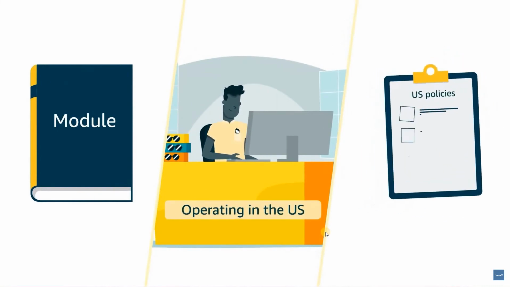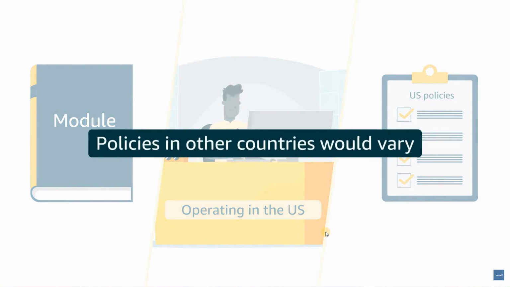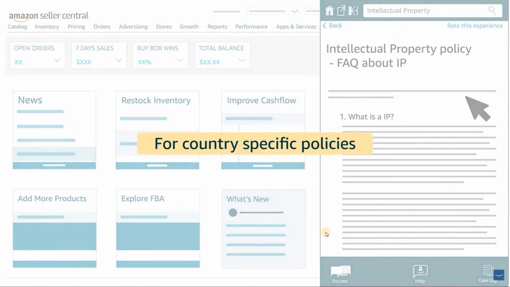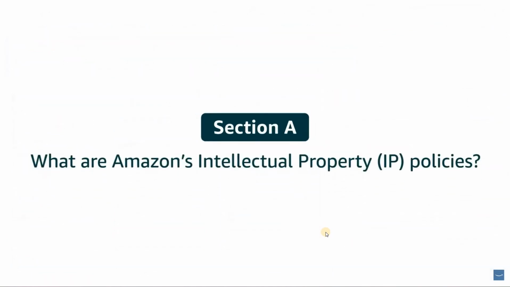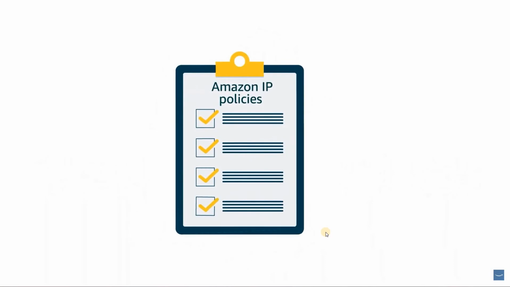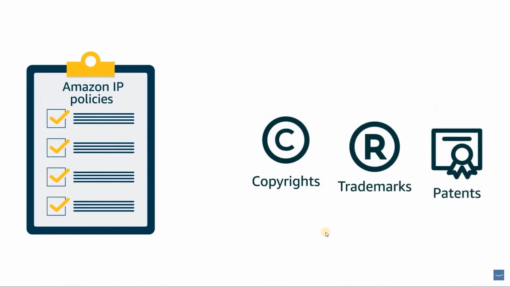and provides an overview of U.S. policies. Policies in other countries would vary. Refer to the intellectual property help pages for country-specific policies. Let us first discuss what are Amazon's intellectual property (IP) policies. Amazon's IP policies comprise of 3 main categories: 1. Copyrights, 2. Trademarks, 3. Patents.